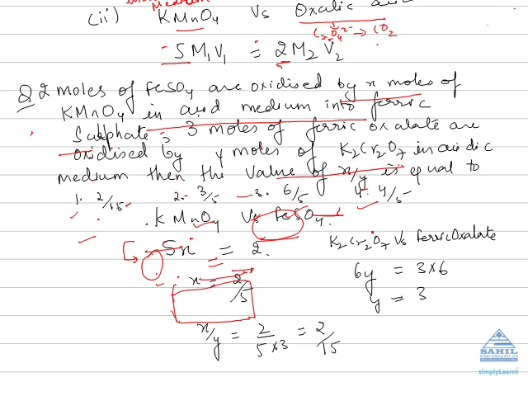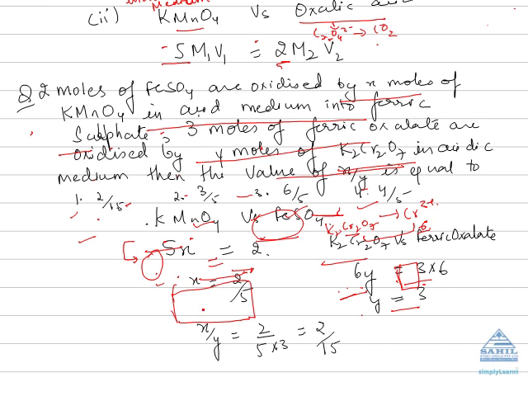Similarly, in this question we have dichromate in acidic medium. Dichromate in acidic medium gets converted into Cr3+, so the number of electrons gained by dichromate is 6. So 6 into Y, where Y is the number of moles of dichromate in acidic medium given in the question. Now 6Y is equal to 3 into 6. Why 3 into 6? Because we are using 3 moles of ferric oxalate. Now Y comes out to be 3.